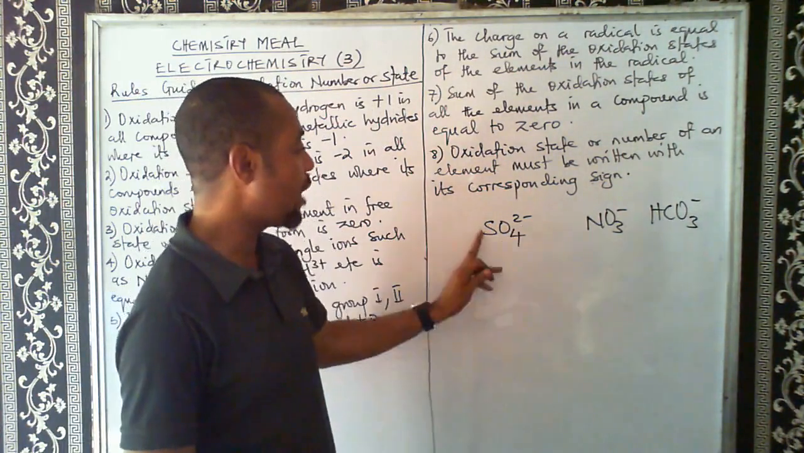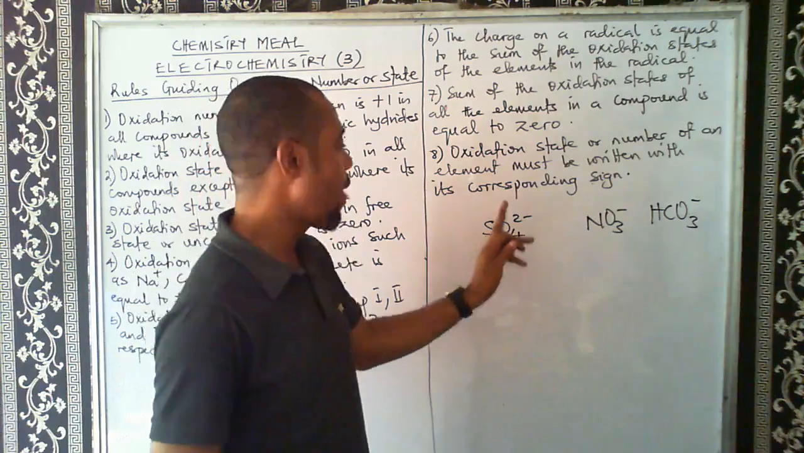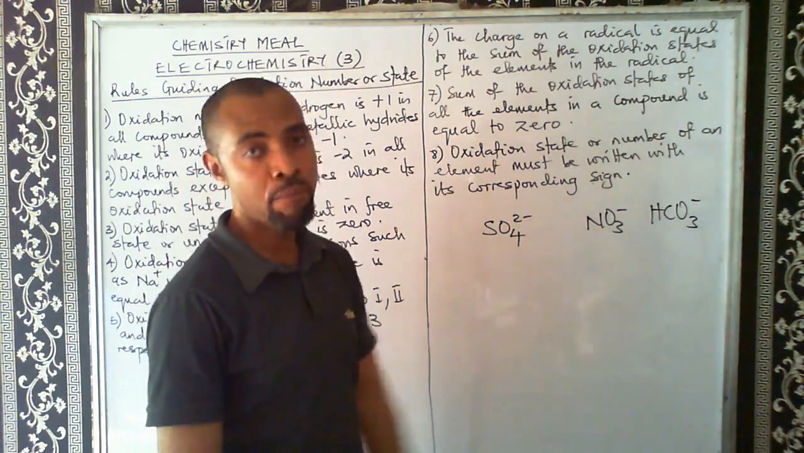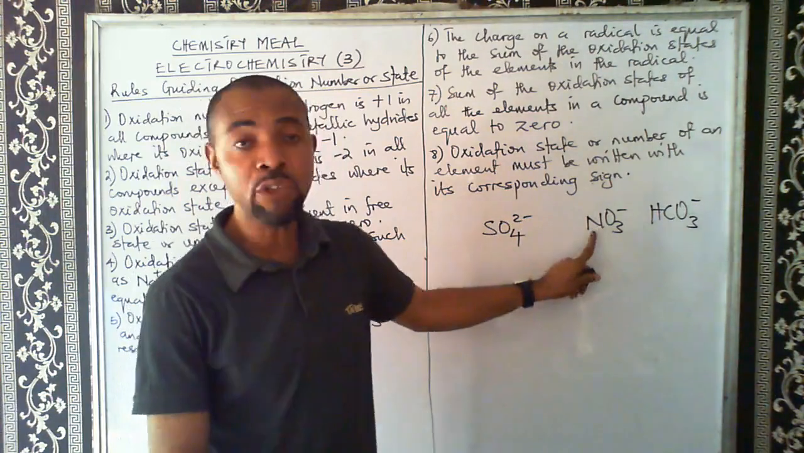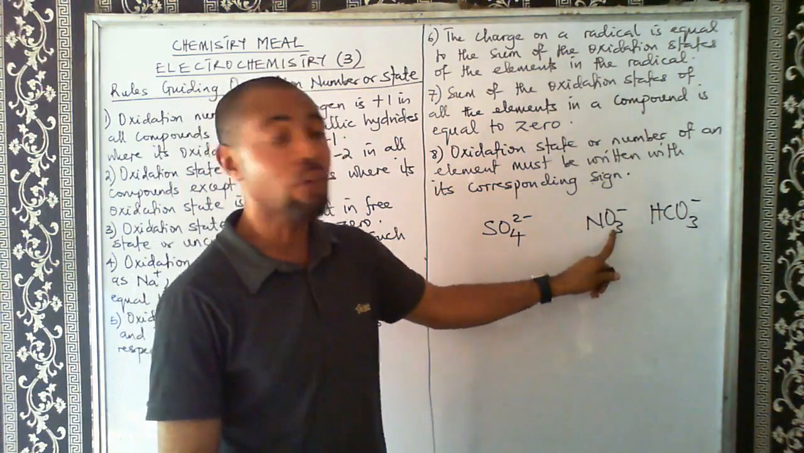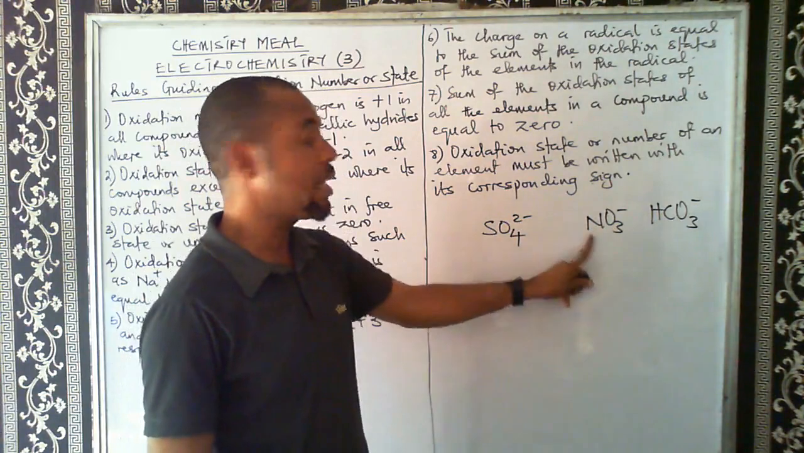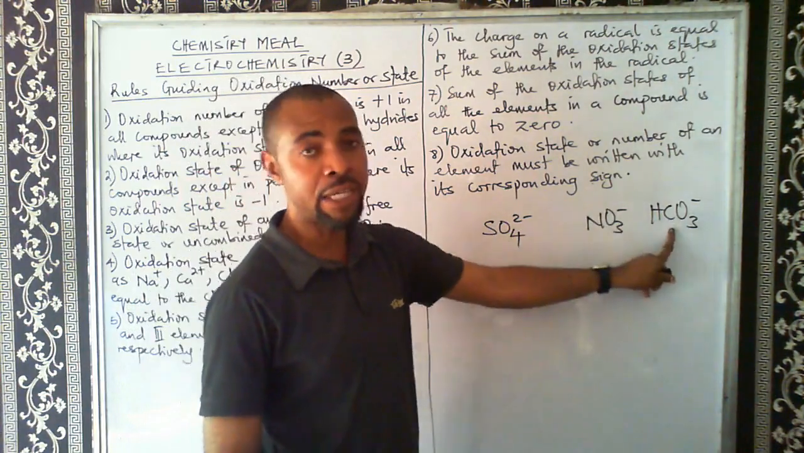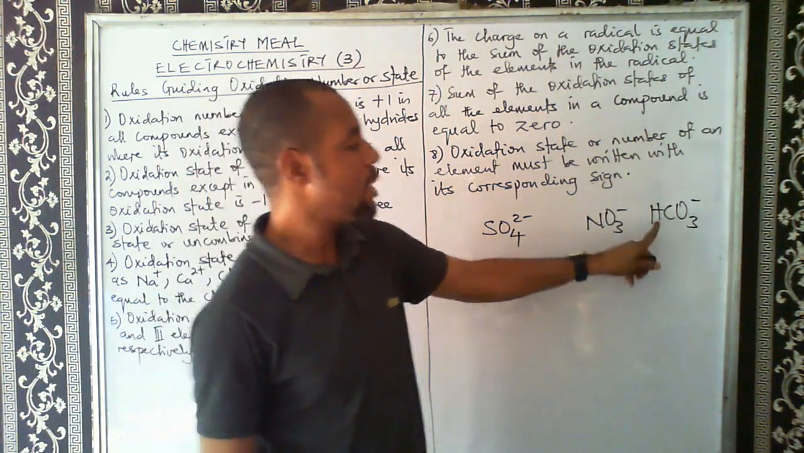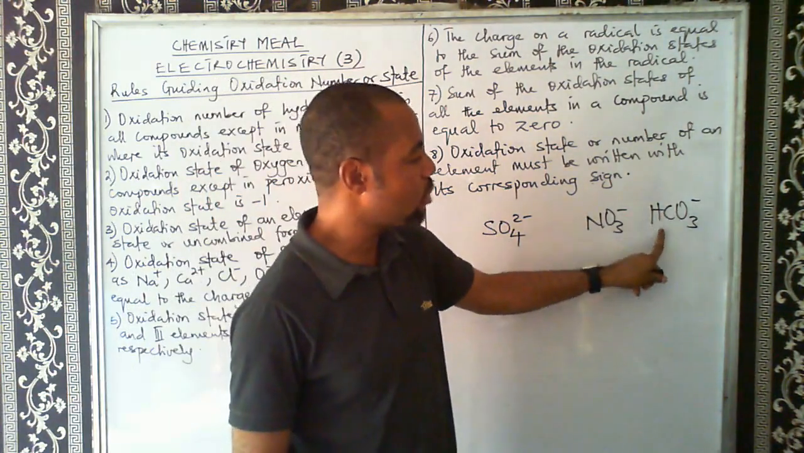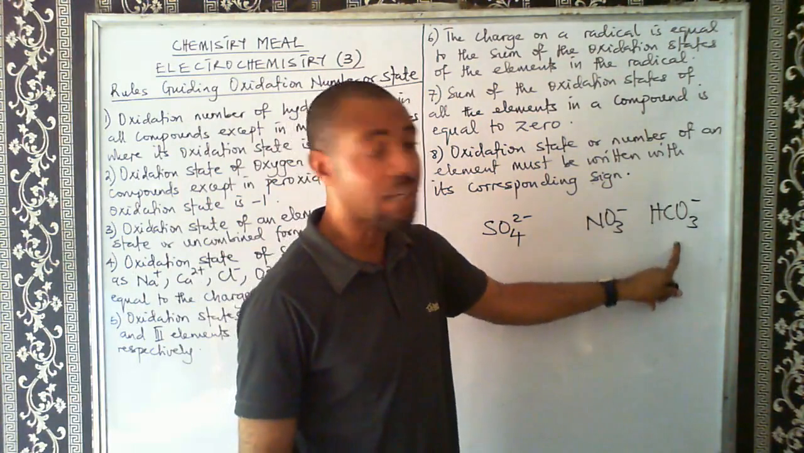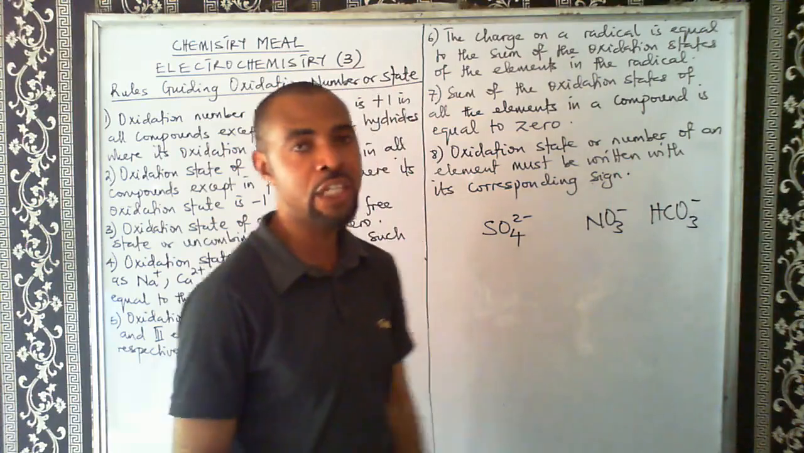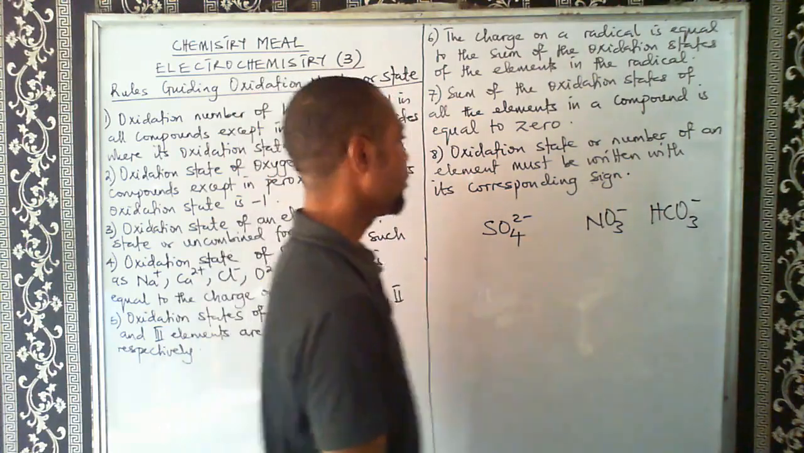On the radical. So if I add the oxidation state of sulfur and the oxidation state of oxygen in this radical, I'm going to have -2. If I add the oxidation state of nitrogen and the oxidation state of oxygen in this radical here, I'm going to have -1. And the same with this particular radical. We have 3 elements here. So the oxidation state of hydrogen, added to the oxidation state of carbon, added to the oxidation state of oxygen, will give us this charge, which is -1.